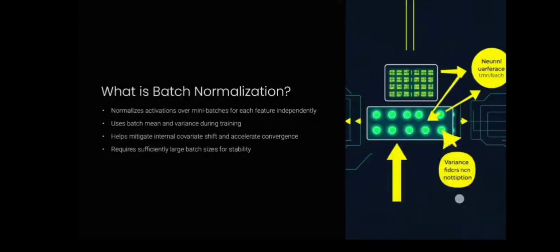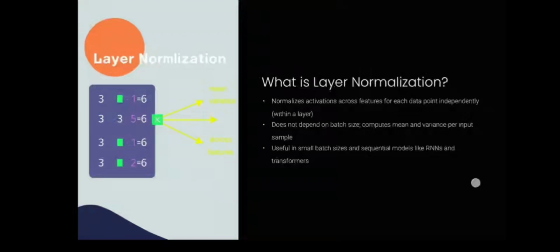Next we're going to see what is layer normalization. It normalizes activation functions across features for each data sample independently. It does not depend on the batch size. It computes mean and variance per input sample. It is useful in small batch sizes and sequential models like RNNs and transformers.